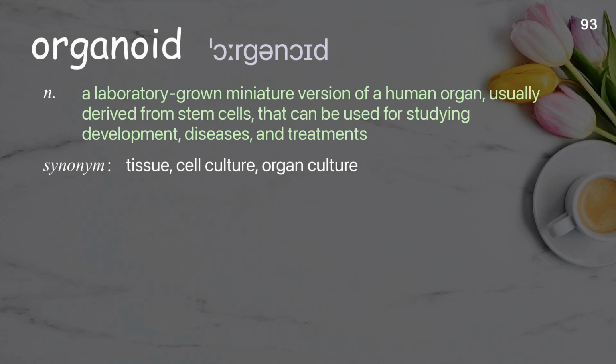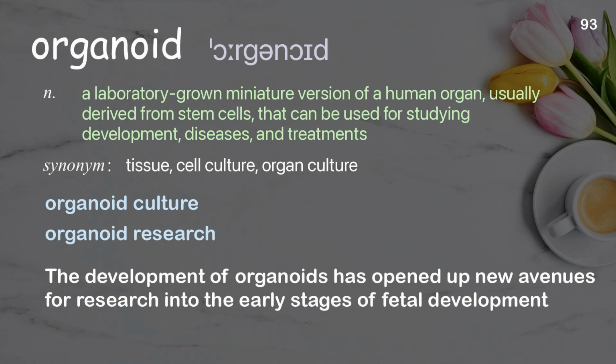Organoid. A laboratory-grown miniature version of a human organ, usually derived from stem cells, that can be used for studying development, diseases, and treatments. Examples. Organoid culture. Organoid research. The development of organoids has opened up new avenues for research into the early stages of fetal development.